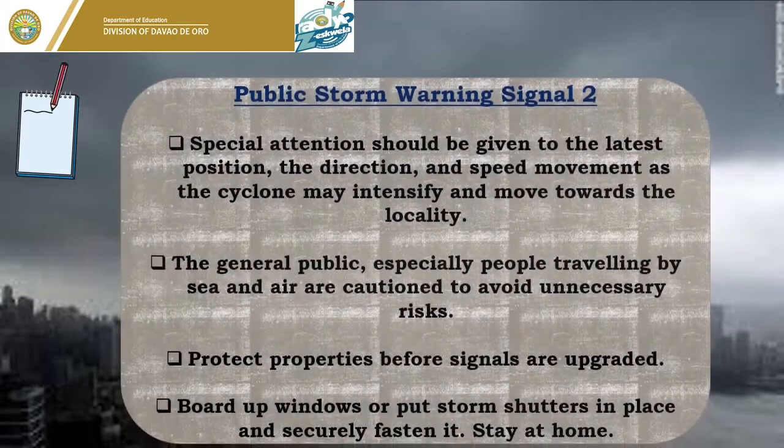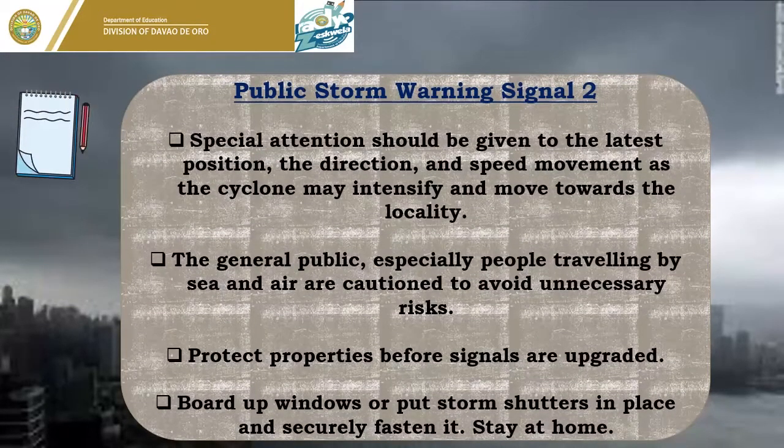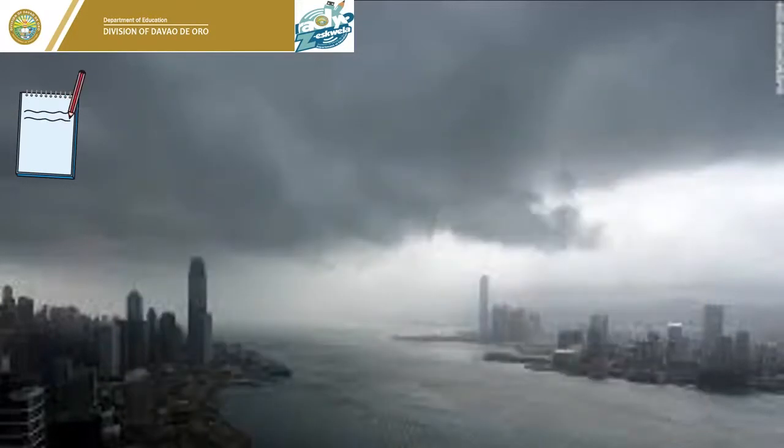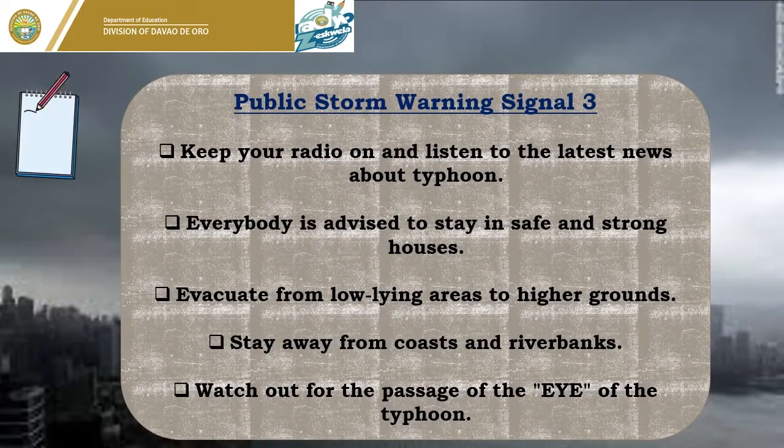In public storm warning signal number 2, special attention should be given to the latest position, direction, and speed of movement, as the cyclone may intensify and move towards the locality. The general public, especially people traveling by sea and air, are cautioned to avoid unnecessary risks. Protect properties before signals are upgraded. Board up windows or put storm shutters in place and securely fasten them. Stay at home.